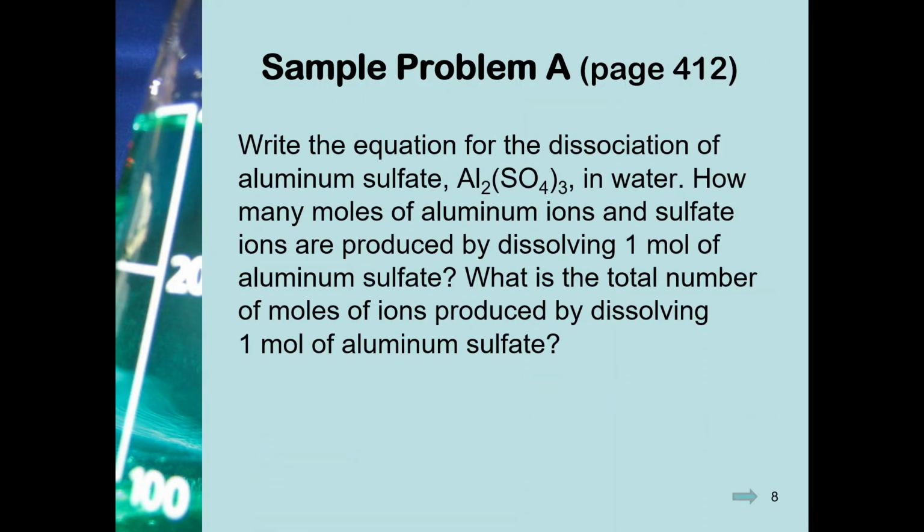In our sample problem here, we're going to write the equation for the dissociation of aluminum sulfate in water, and then we're going to determine how many moles of aluminum ions and sulfate ions are produced by dissolving 1 mole of aluminum sulfate, and then what is the total number of moles of ions produced by dissolving 1 mole of aluminum sulfate.